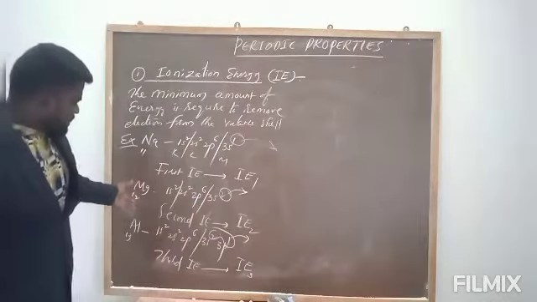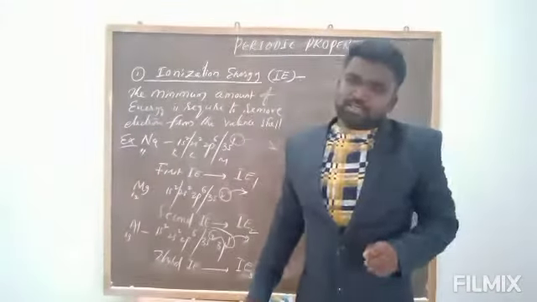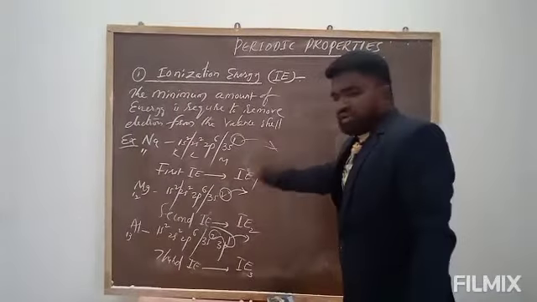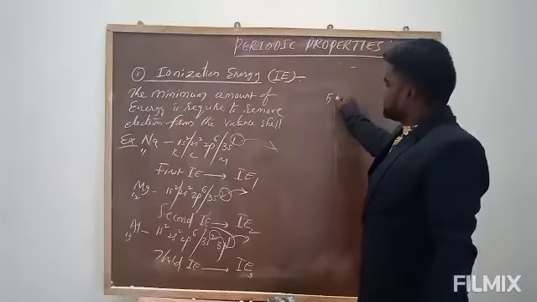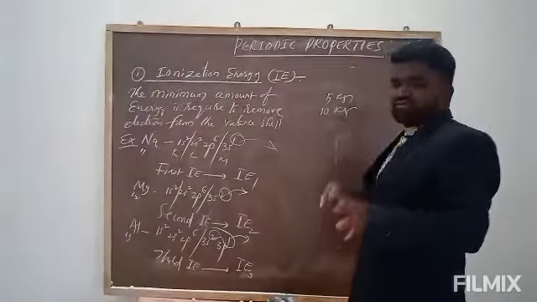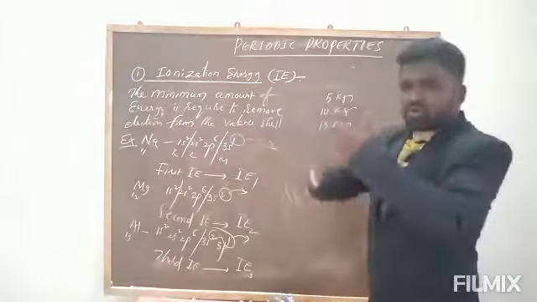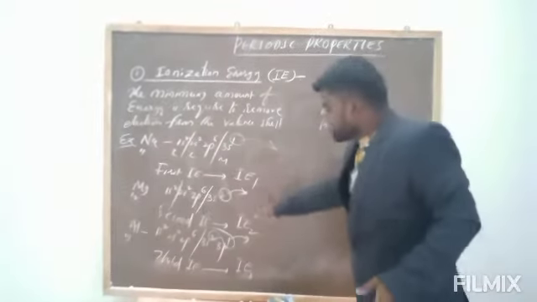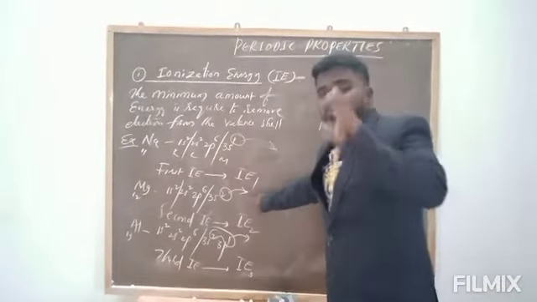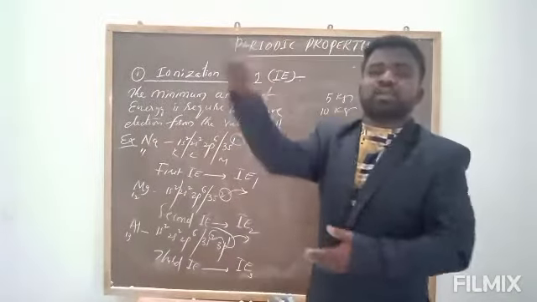Now, in which case do we use more energy? For example, lifting 5 kgs is easy. Lifting 10 kgs, more energy is needed. Lifting 15 kgs, more and more energy is needed. Here also the same thing. Removing one electron requires less energy. Removing two electrons requires somewhat more energy. Removing three electrons requires more and more energy.